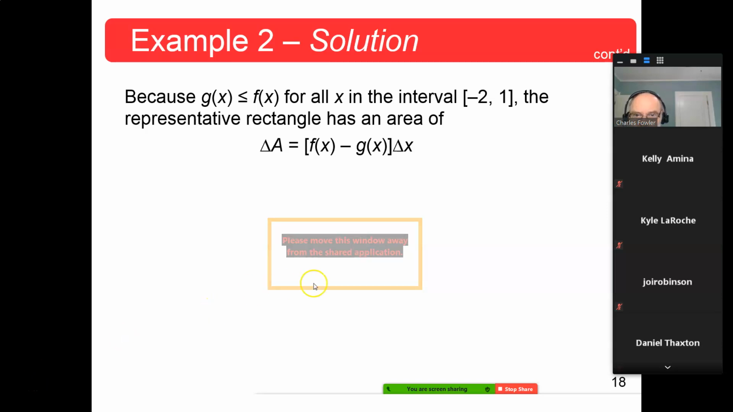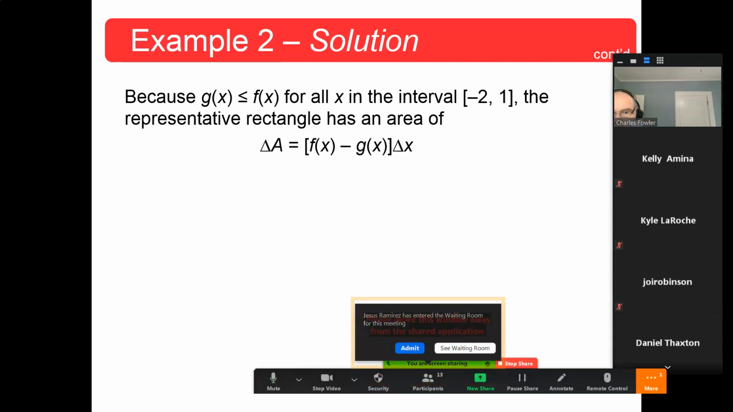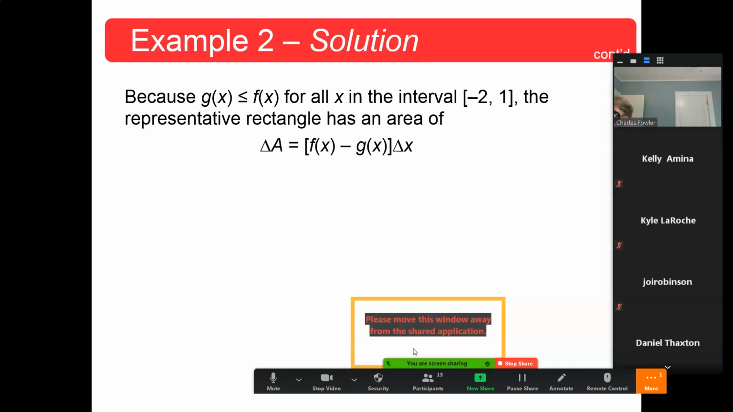All right, we'll go from this current slide. Now this is example 2, which is way back in the text. Okay, here's Jesus coming in. So let me get Jesus here.